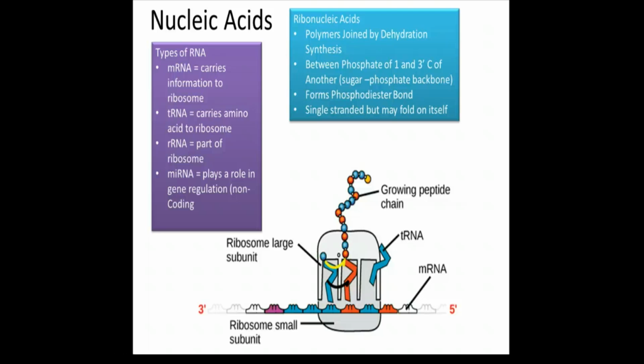Another type of RNA plays a role in gene regulation. We will talk about this a little bit later on in a different course. But this is non-coding. It does not produce a protein. It's strictly for gene regulation.